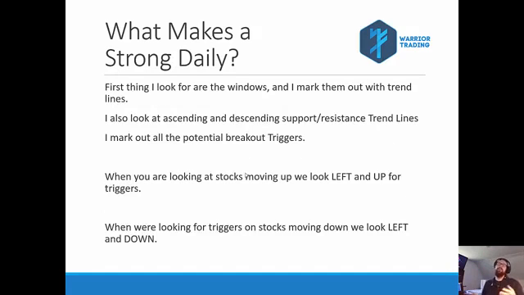So then, of course, what makes a strong daily chart? The first thing I look for are windows, and I mark them out with trend lines. So that might sound a little foreign. I also look for ascending and descending support and resistance trend lines, and I mark those as well. I also want to mark out all the potential triggers. And when I'm looking for triggers, as I'm looking at a stock chart, I'm looking up and to the left for triggers. That's when I'm looking at stocks going up. When I'm looking at stocks that are going down, I'm looking down and to the left for my triggers. I'll show you how I do that in 1 second.